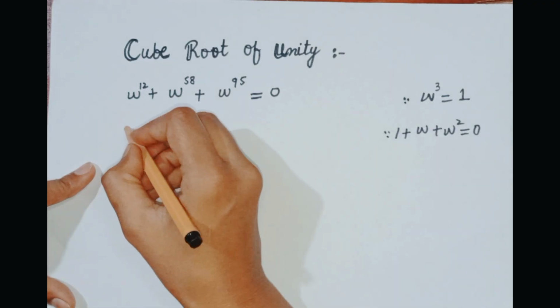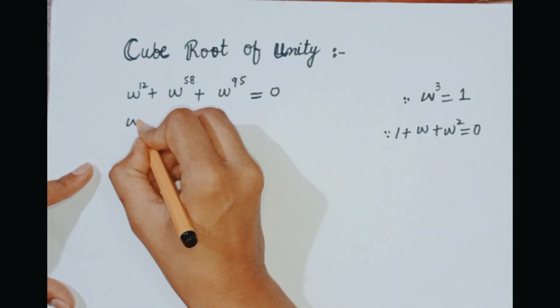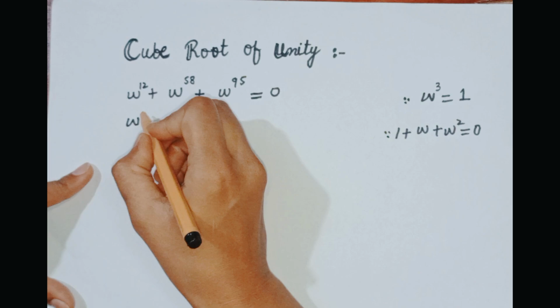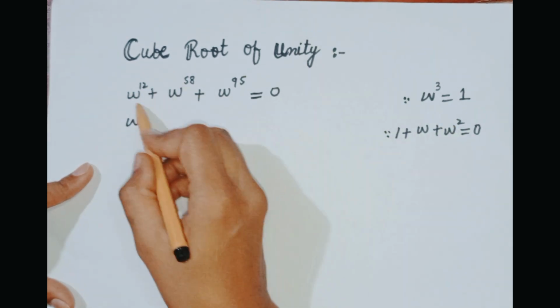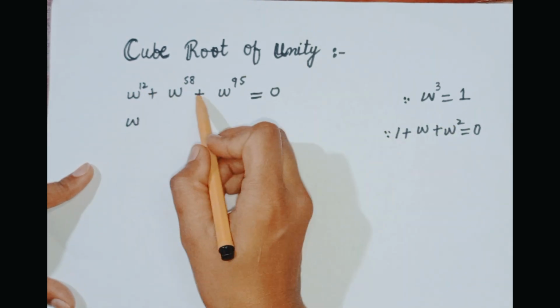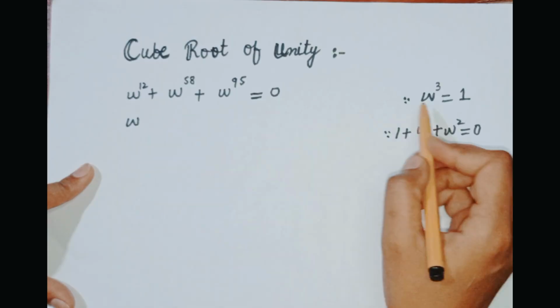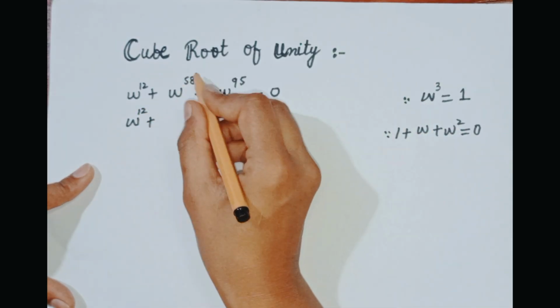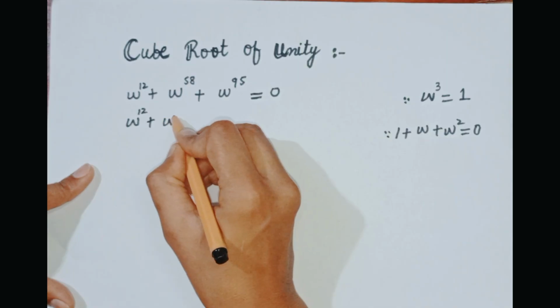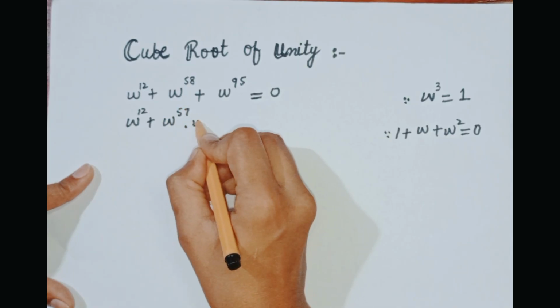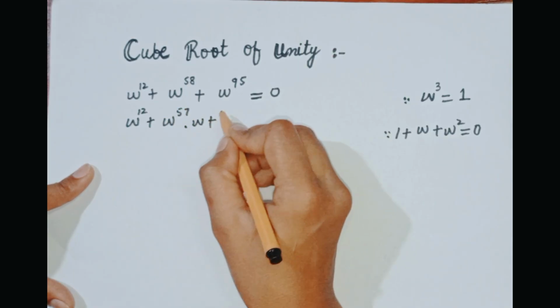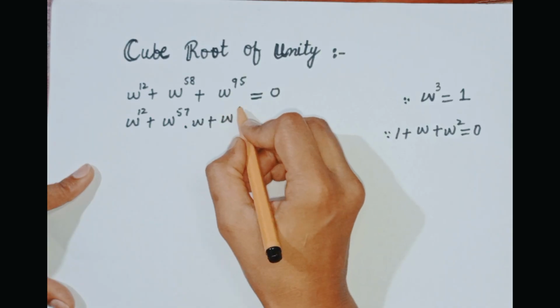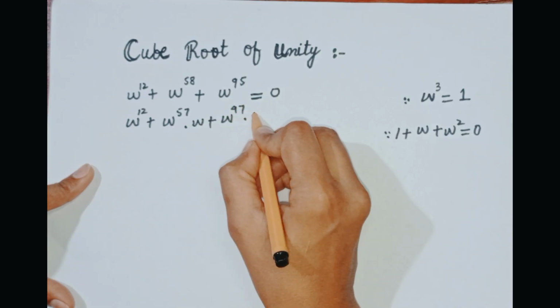Now solve. First omega cube. First we convert all these omega 12, omega 58, omega 95 into omega cube. Now omega 12 plus, we split omega 58 into omega 57 and omega, and omega 95 we split into omega 93 and omega square.